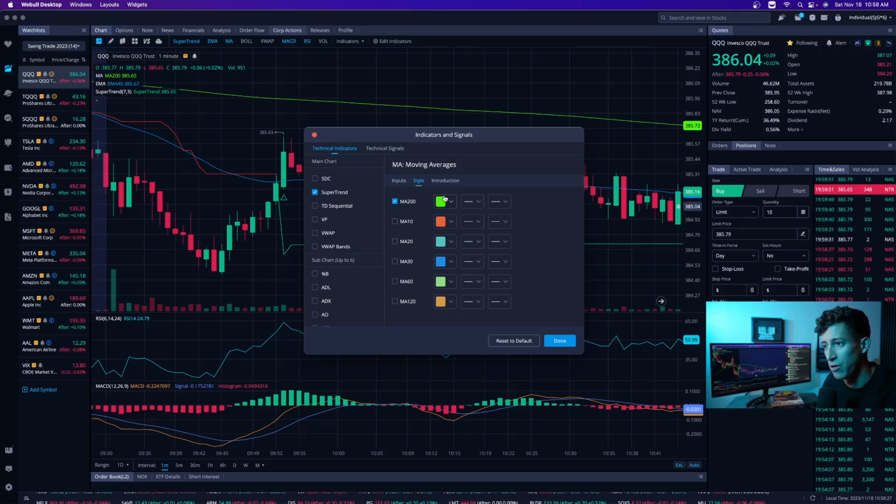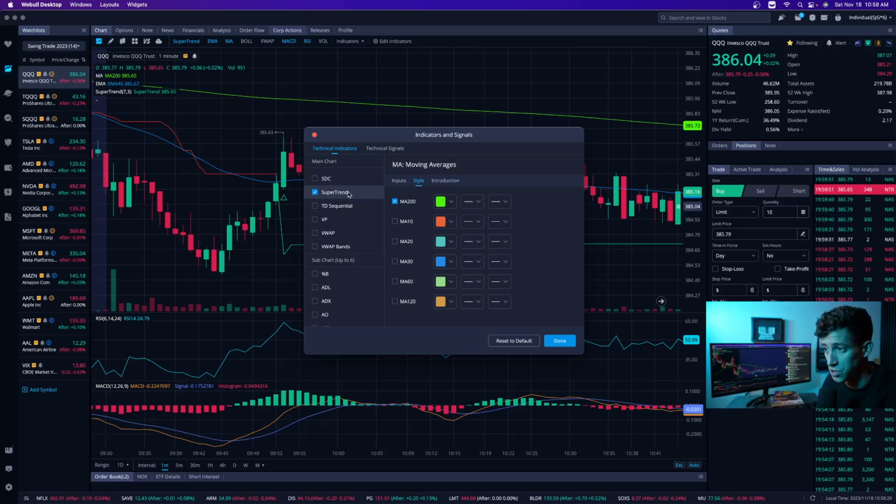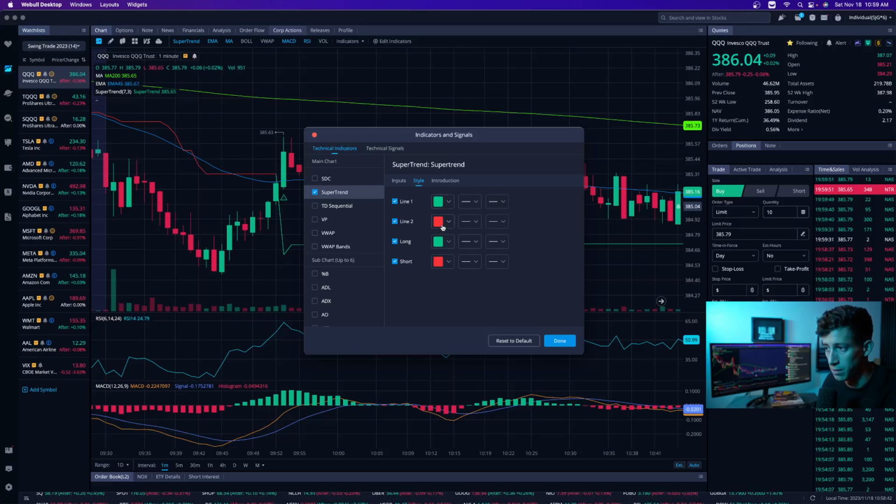The overall style, you can mess with this if you want to. For the input, it's 7 and the factor is 3. That's the default setting, and that's what I leave it at. And then this is the line. So again, the buy signal being green, the sell signal being red, right? Very, super simple to understand.